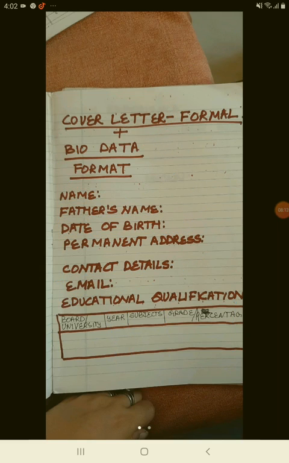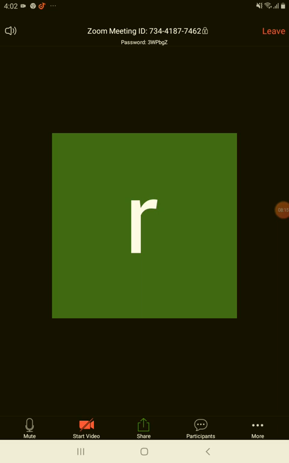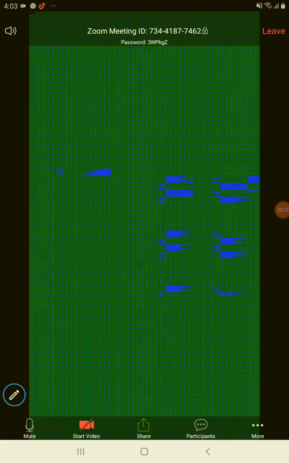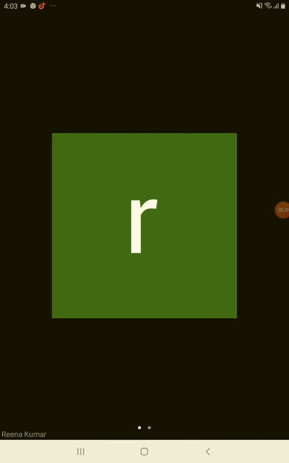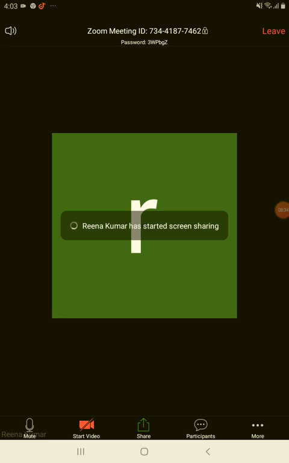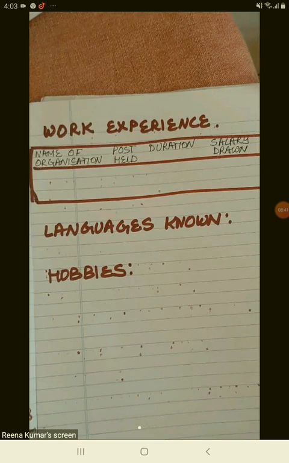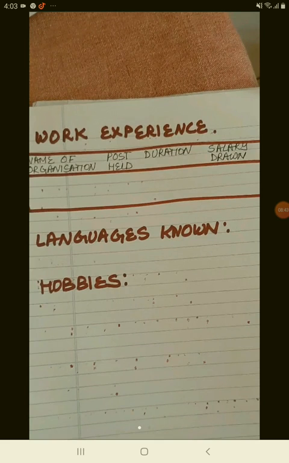Now let us come to the professional qualification. So what are your professional qualifications also will be listed in a tabular form itself. And professional qualification and work experience. So once you have written your professional qualifications in the format mentioned before, you will write about your work experience.